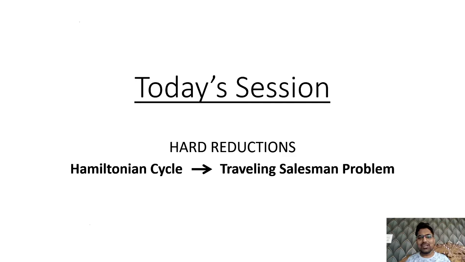In this video, we are going to discuss one of the hard reductions, which is Hamiltonian cycle reducible to TSP, the traveling salesperson or salesman problem. What exactly is the Hamiltonian cycle? What is the traveling salesman problem? We will go into that in detail.